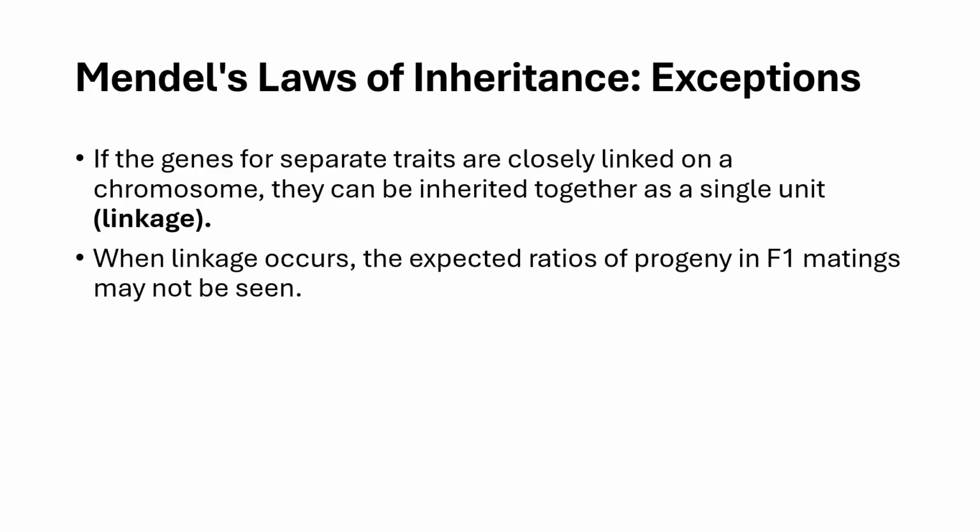Gene linkage and its effect on inheritance. With gene linkage, genes are located close together on the same chromosome and tend to be inherited together as a single unit, and this is known as linkage. As for the effect on Mendelian ratios, when genes are linked, the classic Mendelian ratios expected from independent assortment in the F1 progeny may not be observed. This is because linked genes do not assort independently during meiosis.